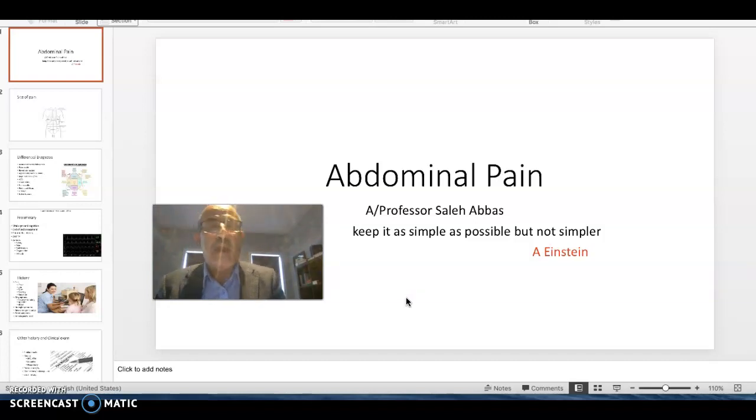So today we are going to discuss abdominal pain, and I want you to take from this lesson the very absolute basics that you will need in clinical life, and also if you are in an examination where you need to examine and assess a patient with acute abdominal pain. Remember always to keep it simple, as simple as possible, but not simpler.